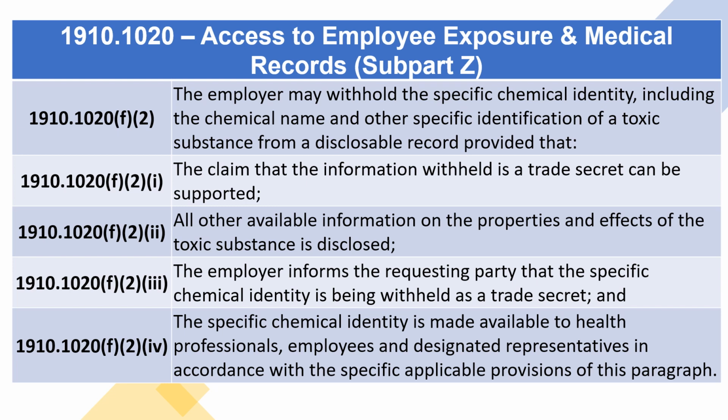1910.1020 F2, the employer may withhold the specific chemical identity, including the chemical name and other specific identification of a toxic substance from a disclosable record provided that 1910.1020 F2-1 through 1910.1020 F2-4, the claim that the information withheld is a trade secret can be supported. All other available information on the properties and effects of the toxic substance is disclosed. The employer informs the requesting party that the specific chemical identity is being withheld as a trade secret, and the specific chemical identity is made available to health professionals, employees, and designated representatives in accordance with the specific applicable provisions of this paragraph.